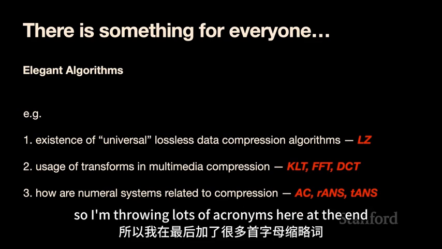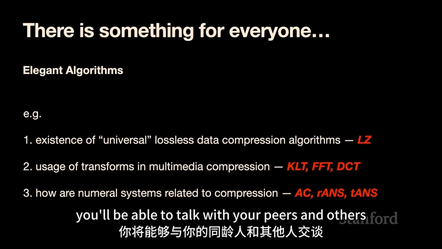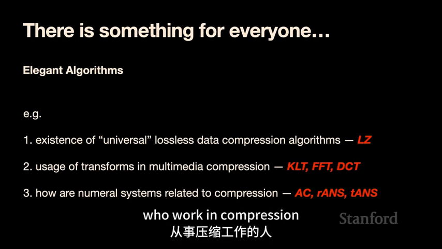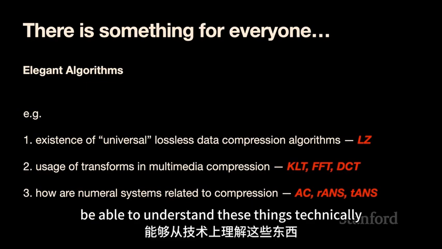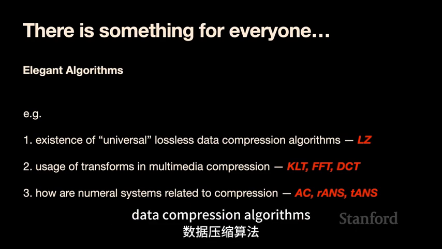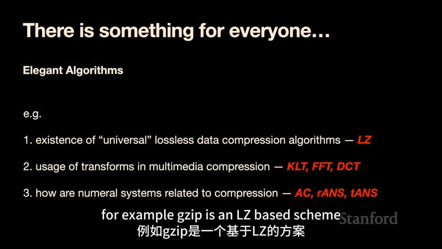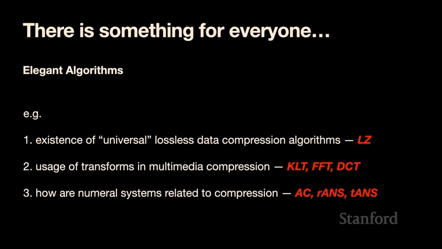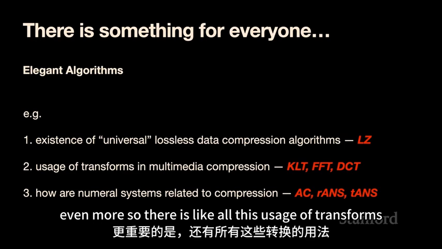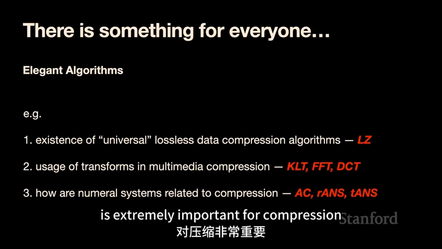So I'm throwing lots of acronyms here at the end, but the hope is by the end of this class you will be familiar with them, you'll be conversant with them, you'll be able to talk with your peers and others who work in compression about them and be able to understand these things technically. So for example, there is the existence of universal lossless data compression algorithms, which is the reason for the popularity of all these LZ based schemes. For example, gzip is an LZ based scheme. Even more so, there is all this usage of transforms in multimedia compression, like KLT, FFT, DCT, and you'll understand why these algorithms and being able to do these things efficiently is extremely important for compression.